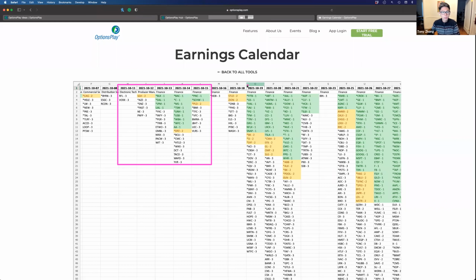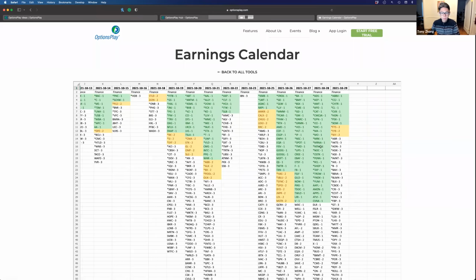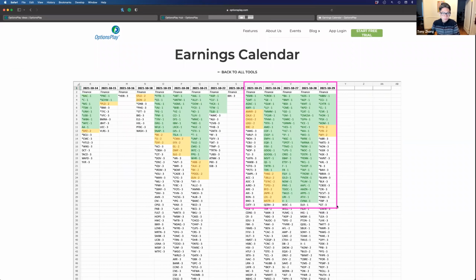But the following week, this is when things really start to heat up. As you can see, there are a lot more symbols the week after, and the following week, even more. And this is color coded for you so that you know the symbols in green are the most liquid. The ones in yellow are somewhat liquid, and anything that's white, meaning there's no color in it, these are symbols that are not very liquid.